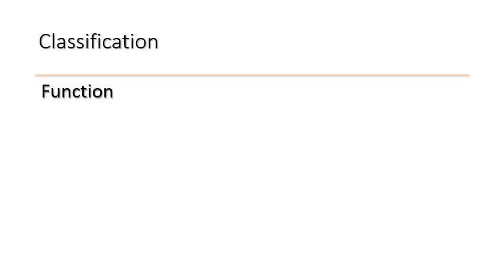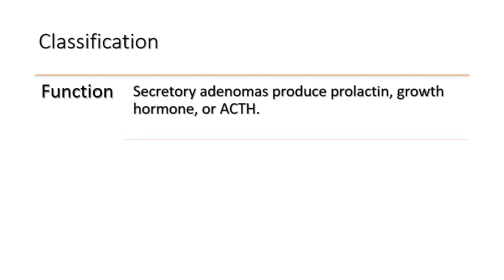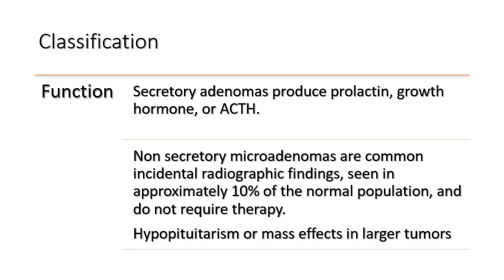And when we are going to do classification according to function, it can be classified as either a functional pituitary adenoma or secretory adenoma that produces prolactin, resulting in hyperprolactinemia, or secretes growth hormone, resulting in acromegaly, or ACTH, resulting in Cushing disease. Or if it is a non-secretory microadenoma, these are common incidental radiographical findings seen in approximately 10% of the normal population, and usually these adenomas do not require therapy unless they secrete or if they are large enough.